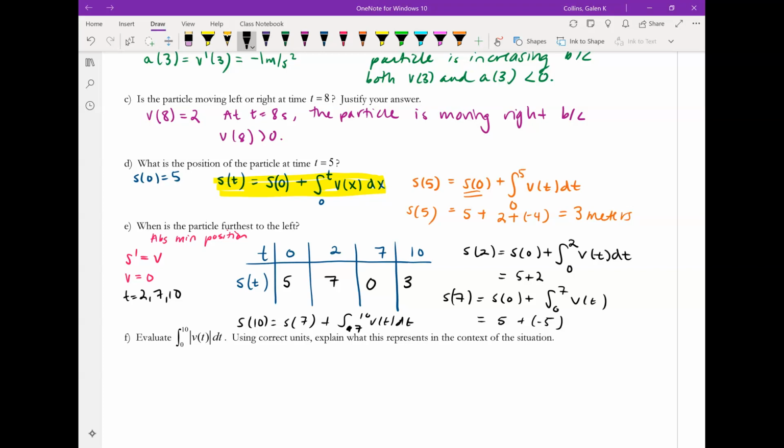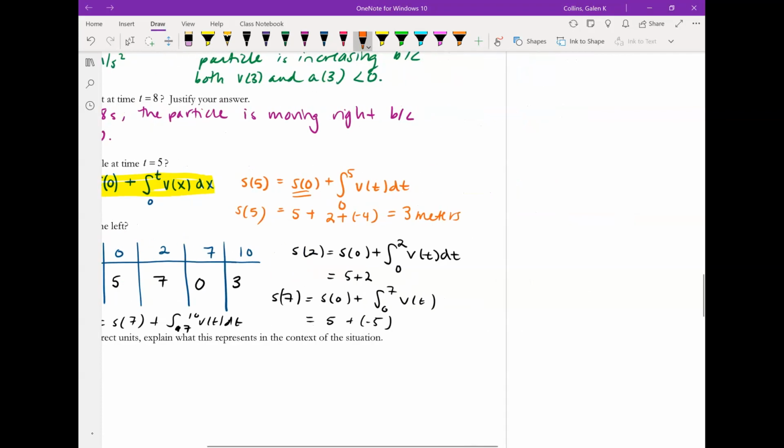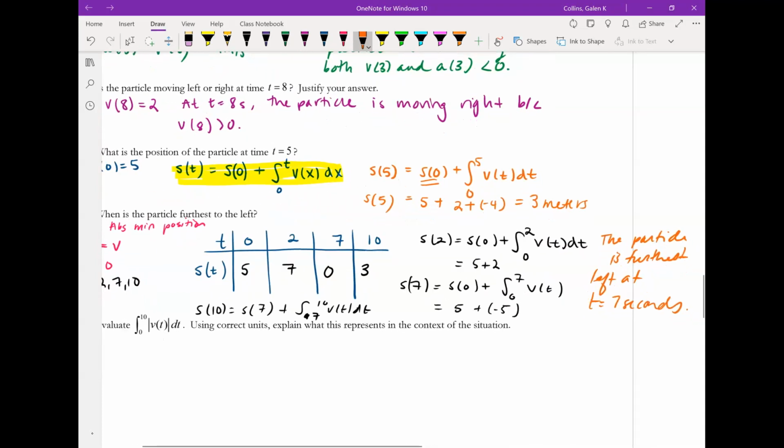Okay, so when is the particle furthest to the left? Well, it's furthest to the left when t equals 7. So we just need to write that somewhere to answer the question. Okay, t equals 7 seconds.